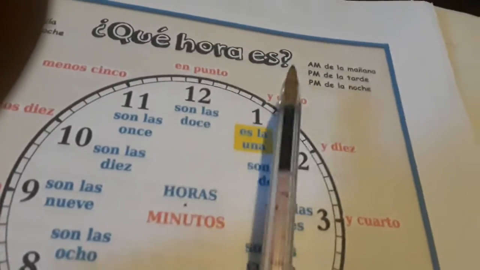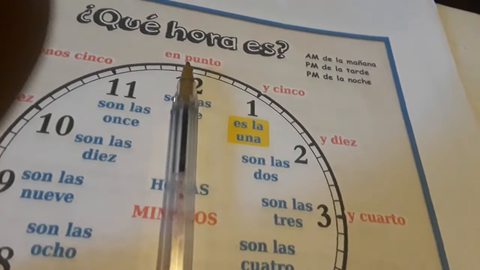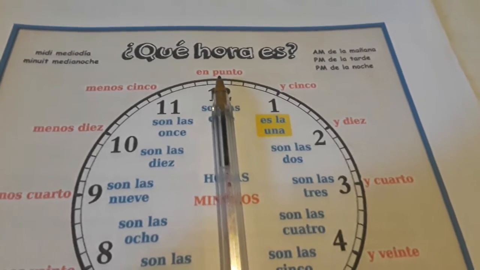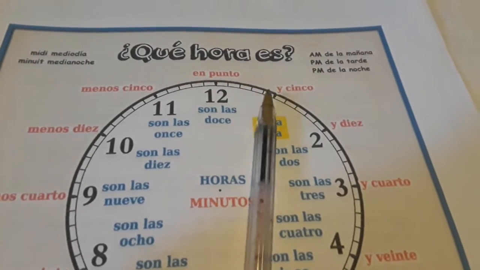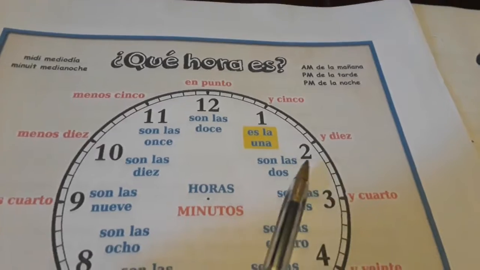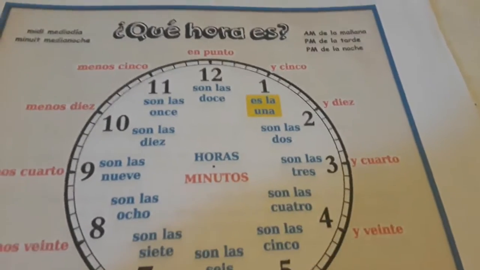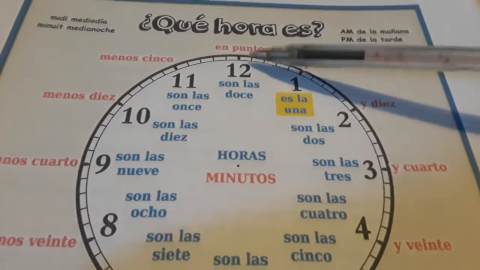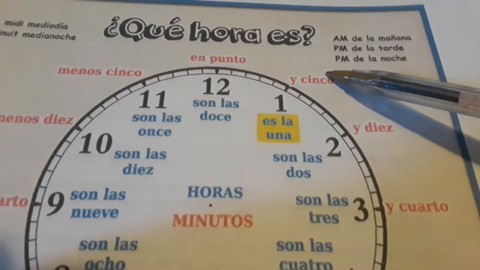So when the hour is like in the minute and the hour, say it's 12 o'clock on the dot. You say en punto. So you can say, I probably shouldn't do this, but 12 en punto, la 1 en punto, la 2 en punto, las 3 en punto, las 4 en punto. But they're just showing you this one right now. La 12 en punto. Okay, straight 12 o'clock.